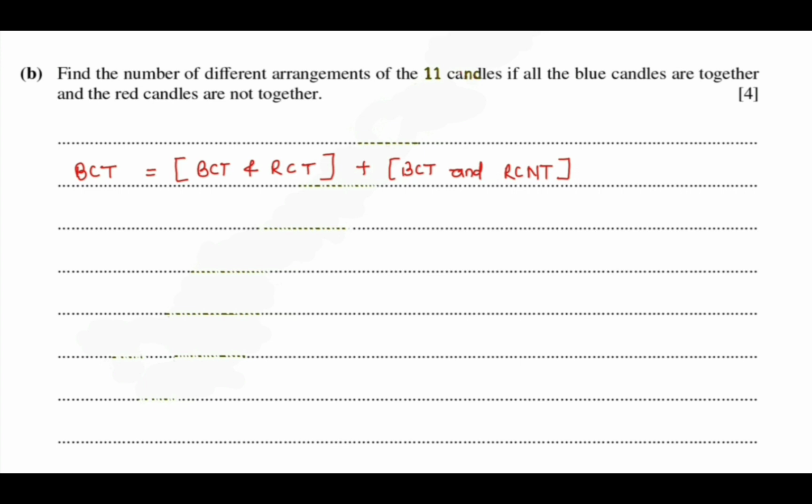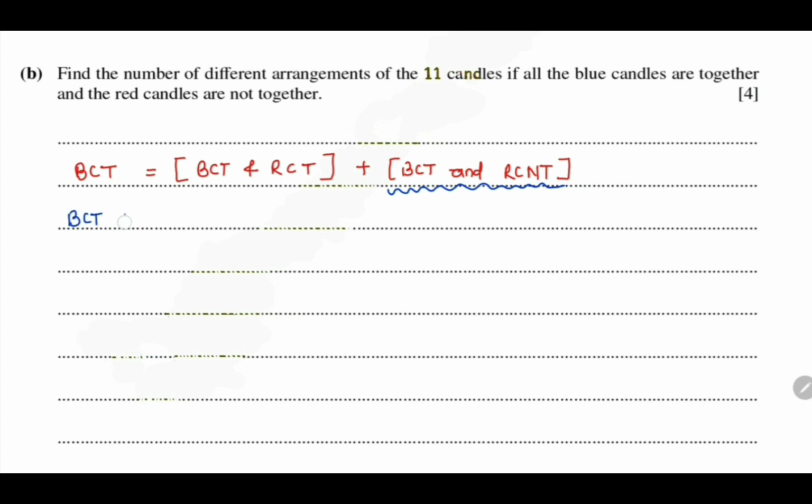Let me explain again. Blue candles together. So if blue candles are together, there are two options for the red candles. Either red candles will be together or red candles will not be together. So this is the number of arrangements that we have to find. Blue candles together but red candles not together. So we will make this subject.